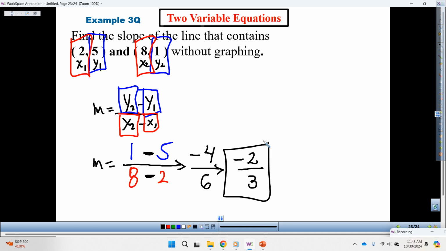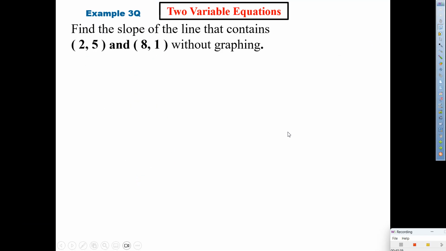You guys remember these? Yes? All right. Let's do another one. We still have 2 minutes. Copy this one. (-2, -2) and (7, -2).